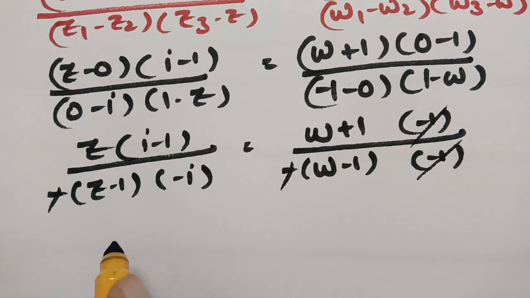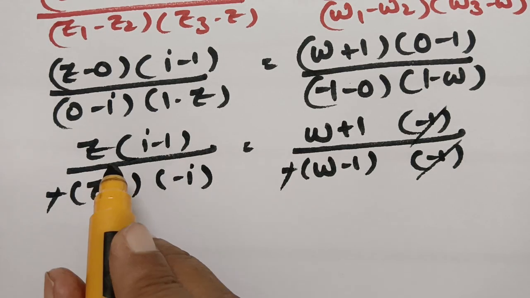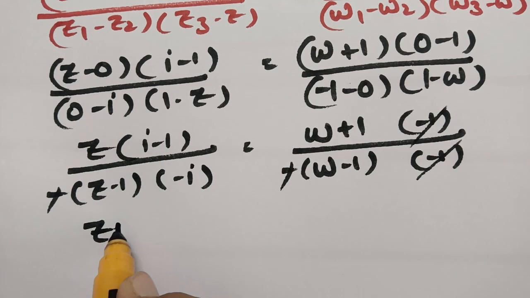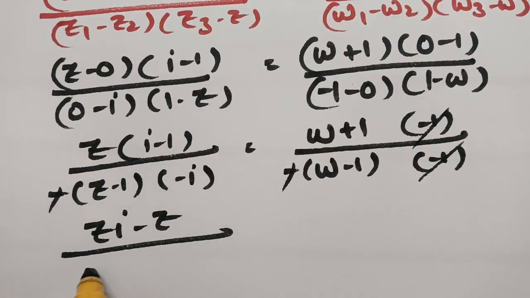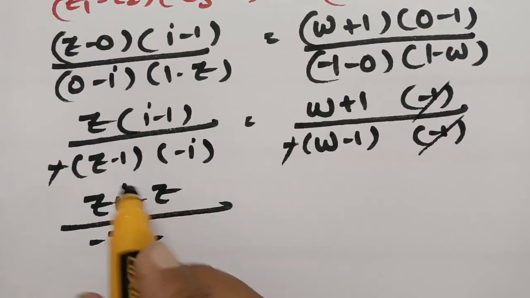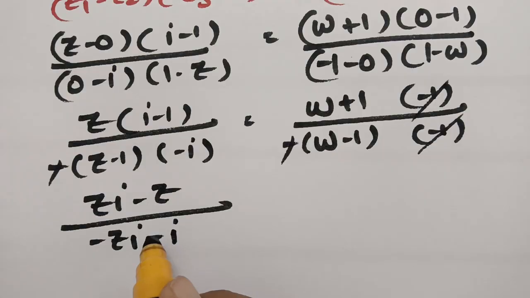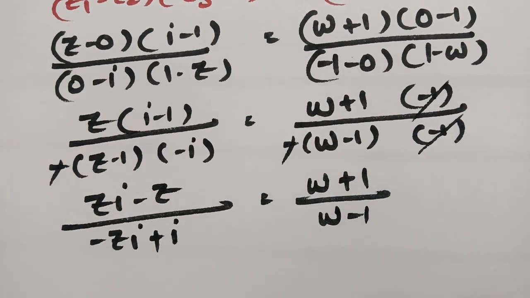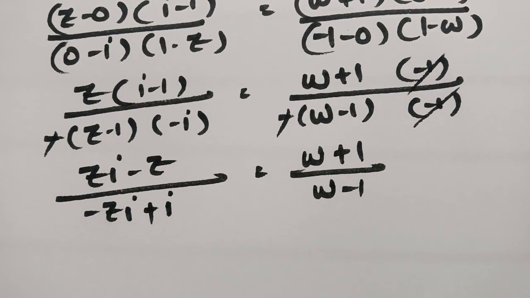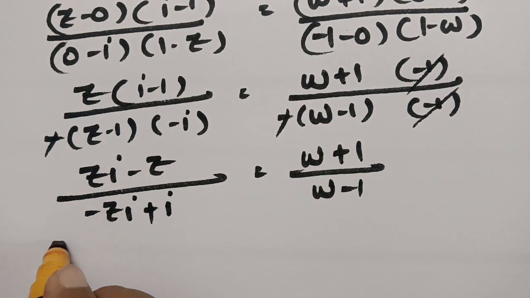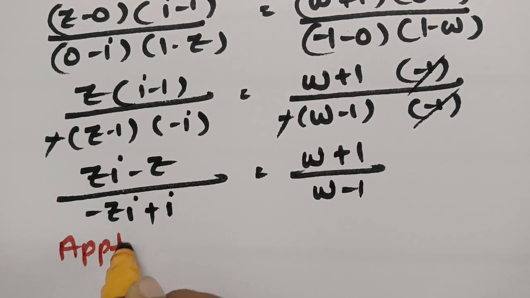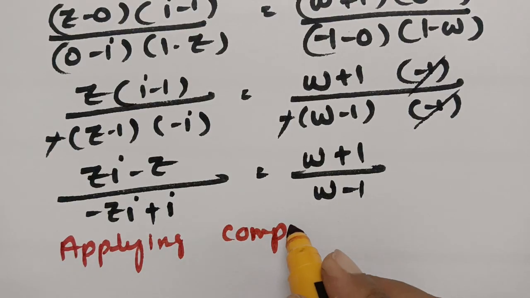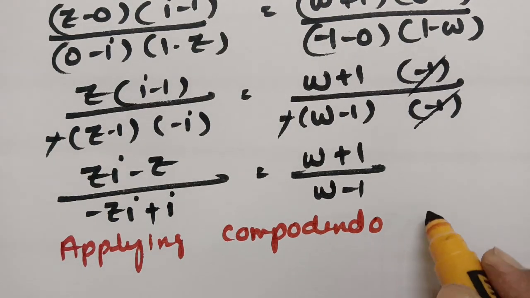So this will be zi minus z. If I send minus to the numerator, this will be zi minus z, and this is minus zi minus, so this is minus of minus plus i. So this value is nothing but w plus 1, and this is w minus 1. So what we have to do? We have to apply componendo and dividendo method.